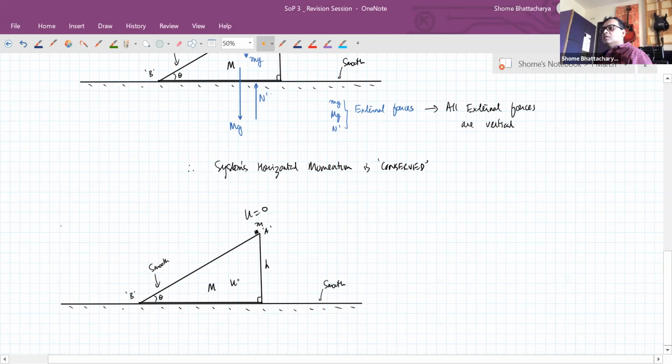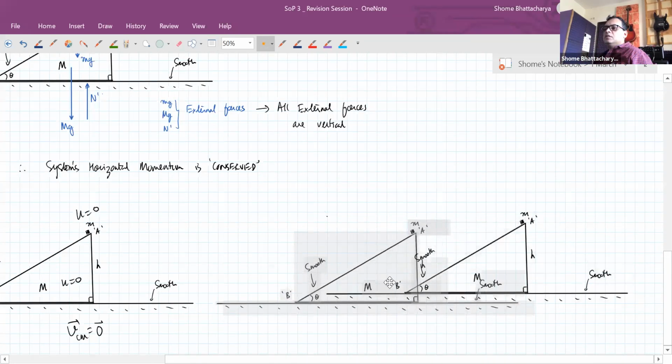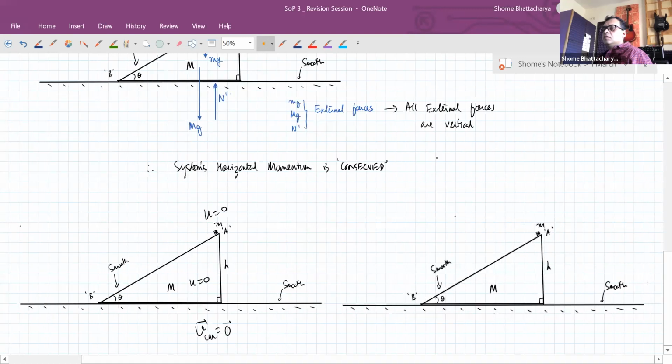So at this point of time, the system was at rest. So velocity of center of mass should be 0. So by the time the system reaches the situation where the particle has now reached here at the point B, what will happen is that this will be having a backward velocity, let's say V1. And the particle will be having a velocity relative to the wedge, which is like this.